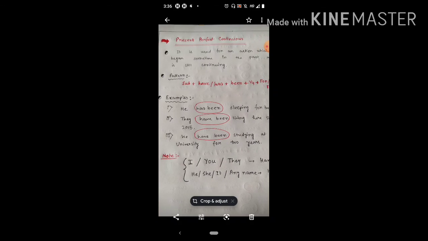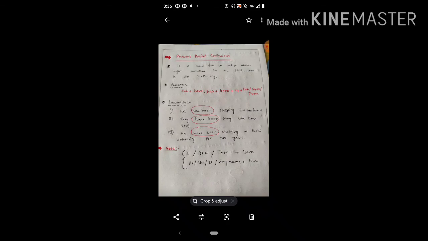He has been sleeping for 2 hours. That means he started to sleep 2 hours before and it is still a continuing action. So here the present perfect continuous tense is used. He has been sleeping. Sleeping is the V4 form of the verb sleep. And here we use for 2 hours. 2 hours is the time period which we have to mention in the case of present perfect continuous tense.